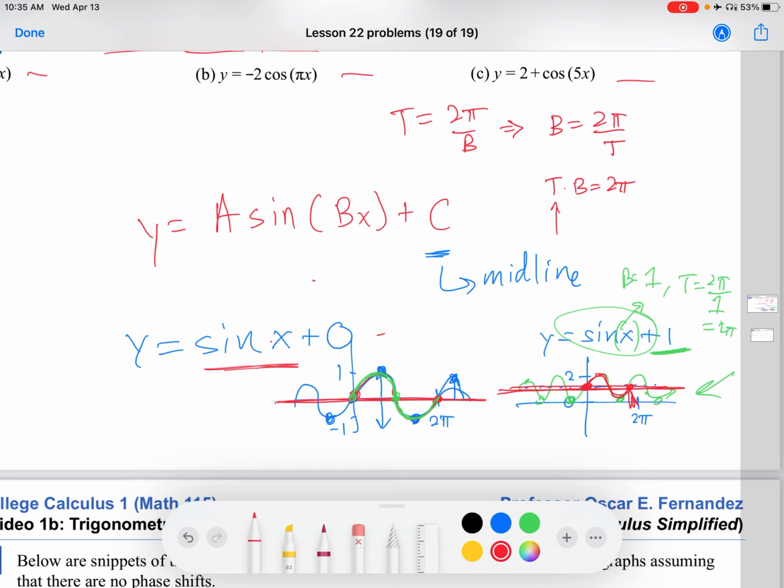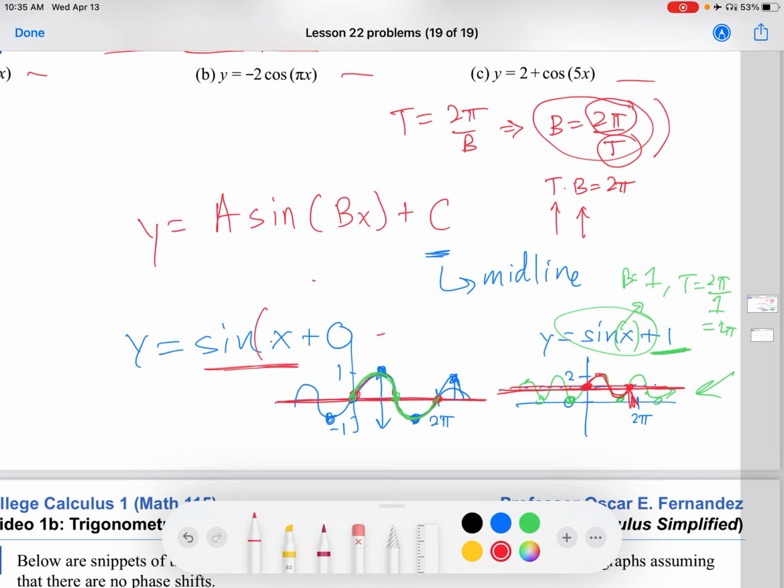So if T is how long it takes for one cycle, the length of a full cycle, then b is kind of like how many cycles there are in an interval of length 2 pi. That's literally what this means. You get 2 pi and you divide it by the length of a cycle. In other words, how many cycles there are in an interval of length 2 pi.